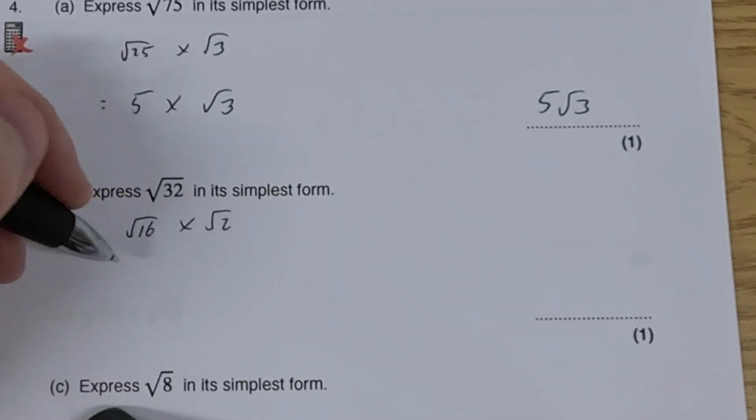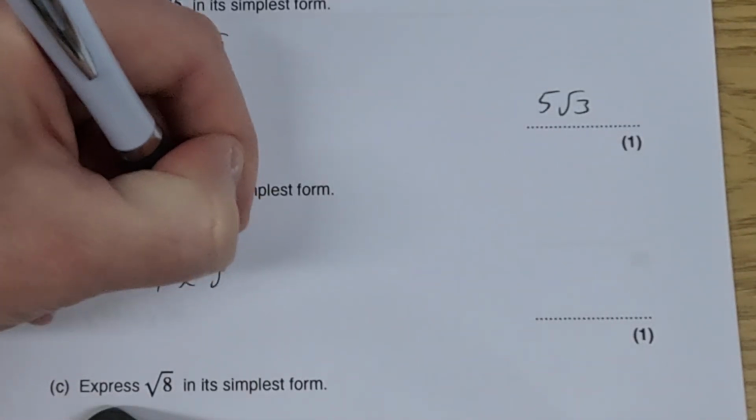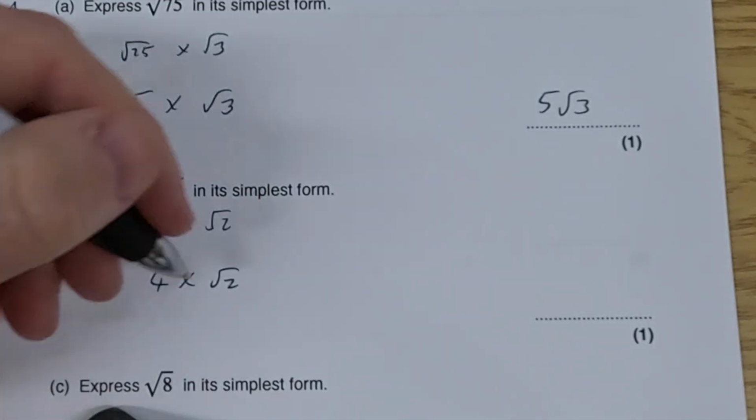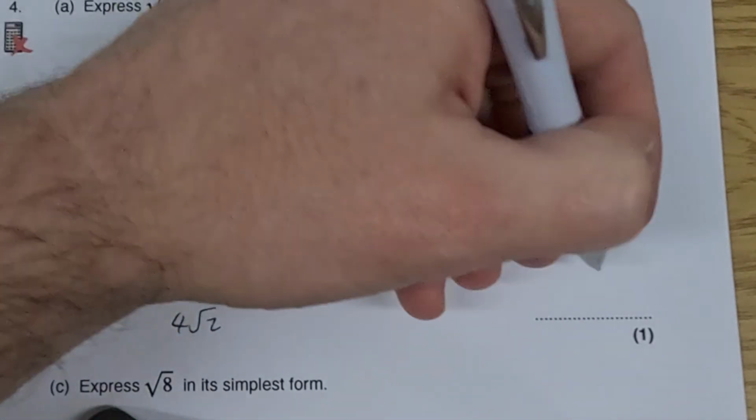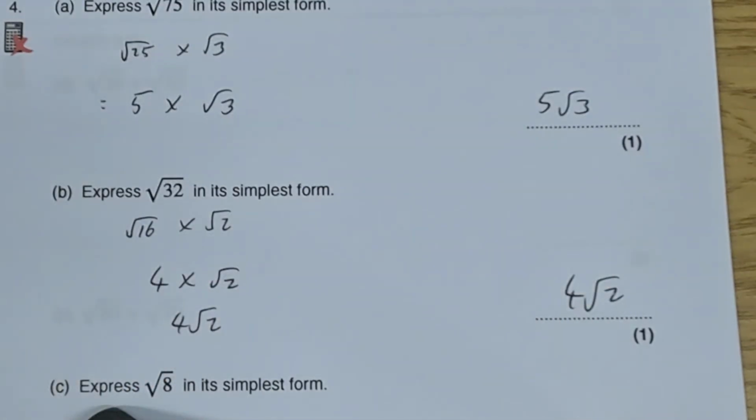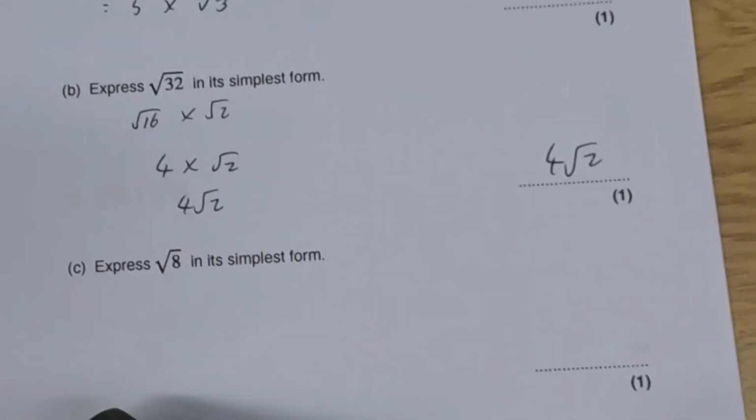The square root of 16 is 4, so we've got 4 times root 2, so 4 lots of root 2. And 4 lots of root 2 would be 4 root 2. So the answer is 4 root 2. And that's it. That's our answer. Okay, let's look at our next part, part C.